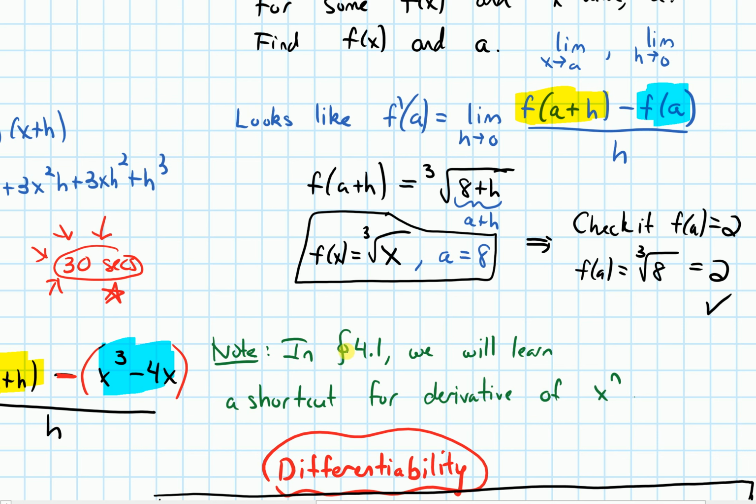In section 4.1, we will learn a shortcut for doing derivatives like this. If I needed to take the derivative of a cube root of x, we could rewrite that cube root of x as x to the 1/3. And it turns out that there's a shortcut for doing derivatives of things like x to a power. We'll learn that in section 4.1. The shortcut actually comes from using this limit definition of the derivative. So the shortcuts themselves aren't even possible without this foundation of the limit definition of the derivative. That's why we do this first, before we learn those shortcuts, because we want to remember where this all came from. What was the foundation?